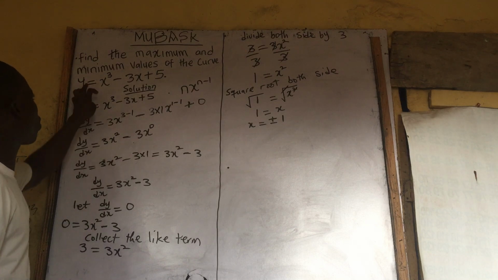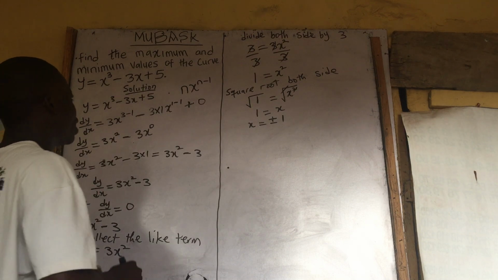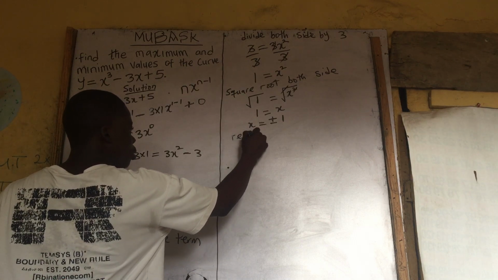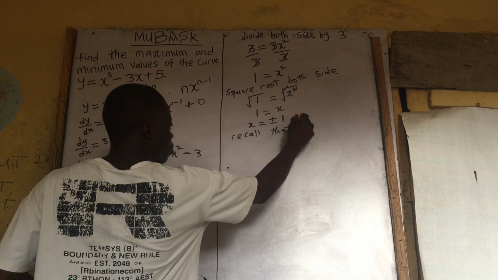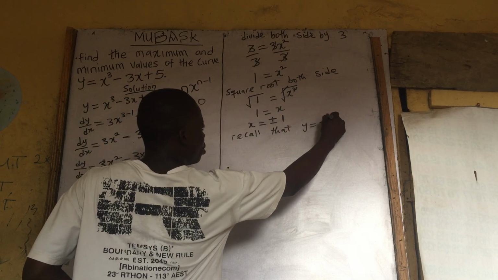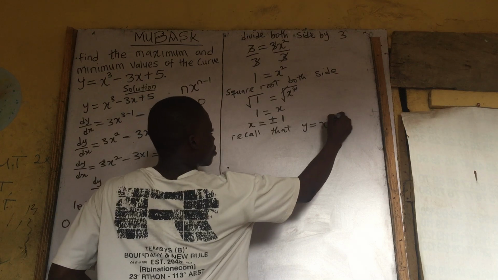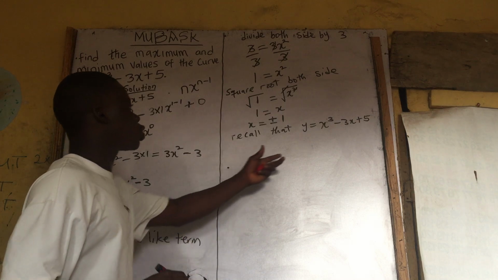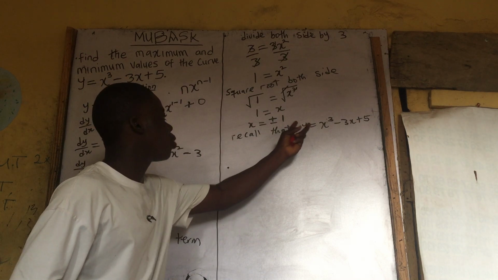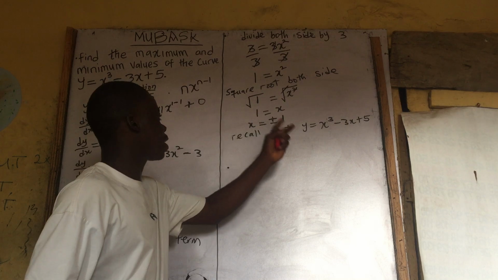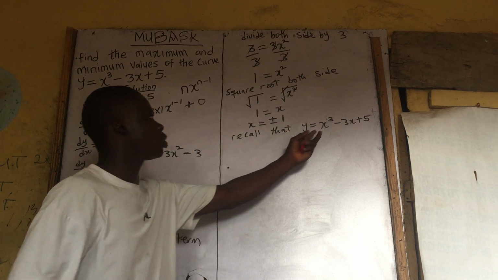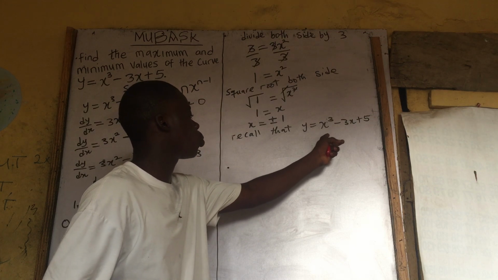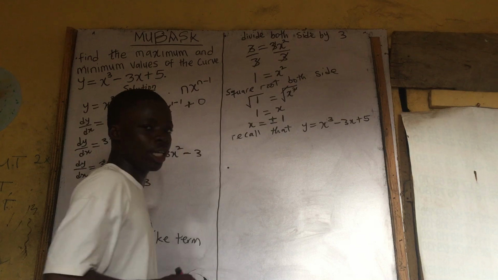And don't forget that y equals s cubed minus 3s plus 5. So let us recall that y equals s cubed minus 3s plus 5. Let us substitute the value of x, which is 1, into the given y equals s cubed minus 3s plus 5.